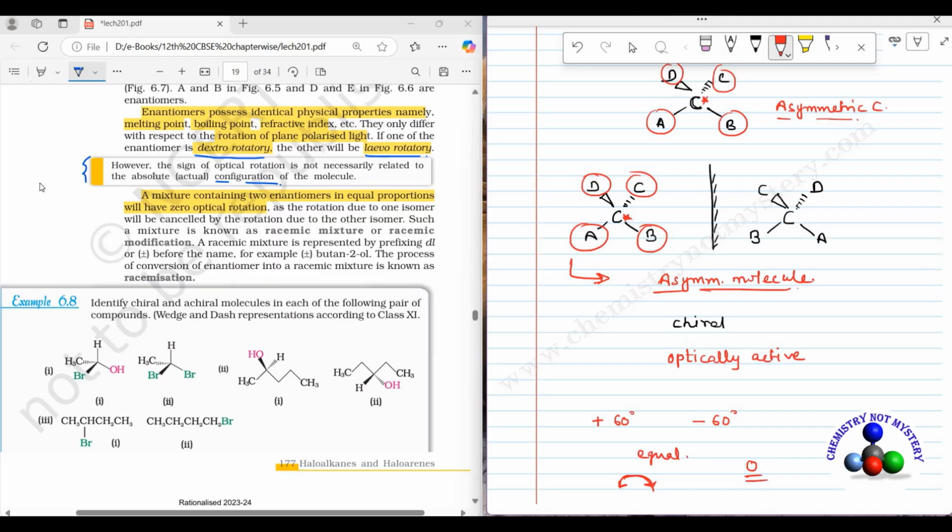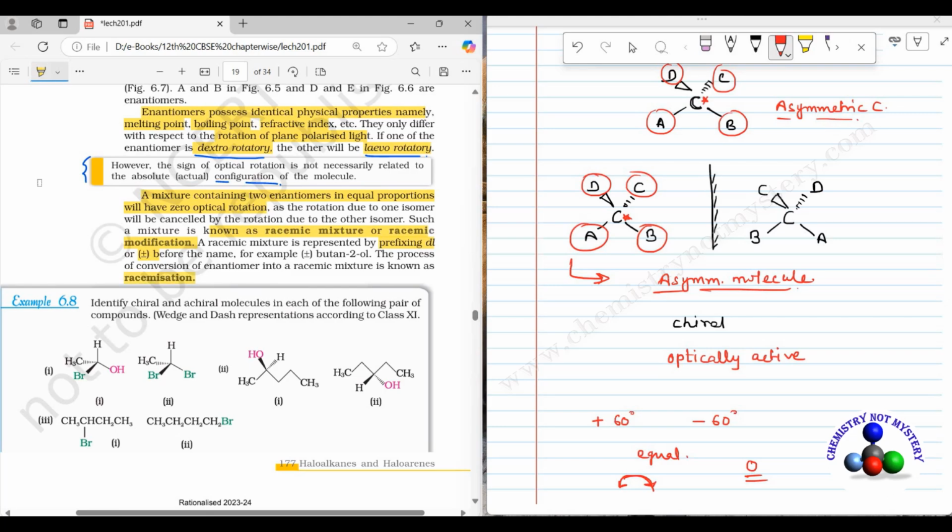So here it is written, the rotation due to one isomer will be cancelled by the rotation due to the other isomer. Such a mixture is known as a racemic mixture or racemic modification. The racemic mixture is represented by prefixing dl or plus-minus before the name, for example, plus-minus butan-2-ol. The process of conversion of an enantiomer into a racemic mixture is known as racemization.